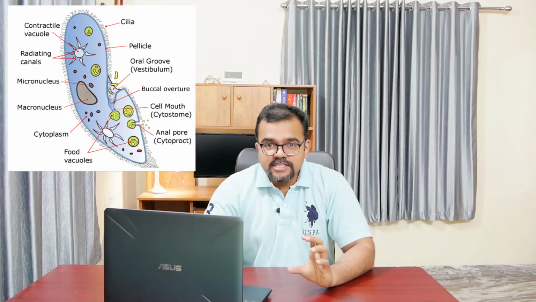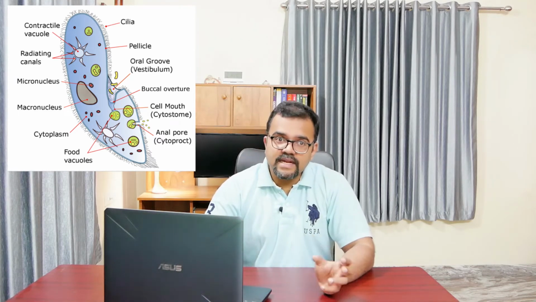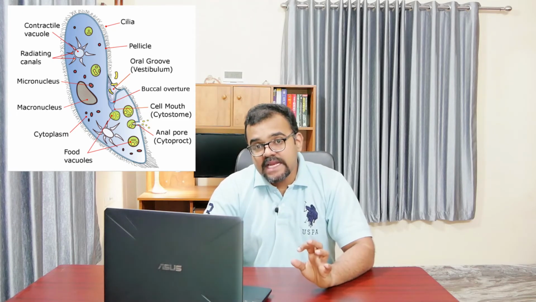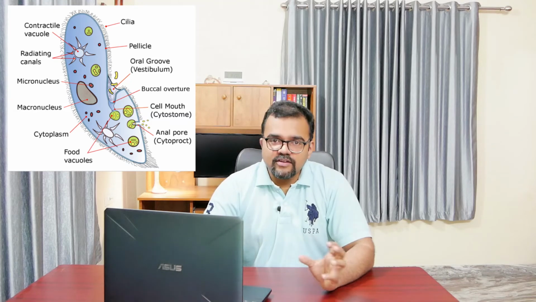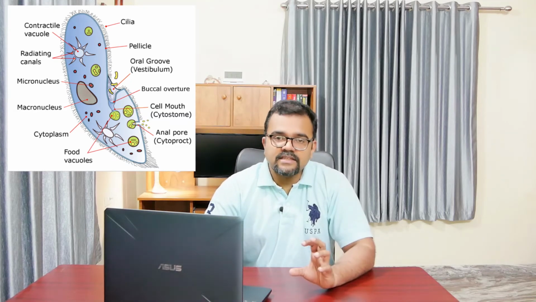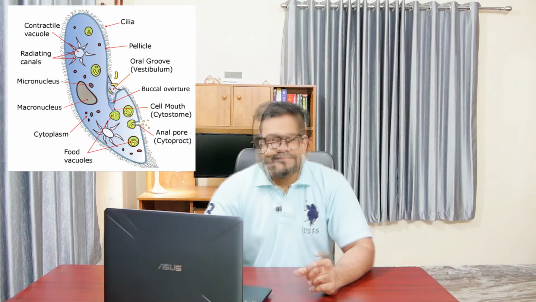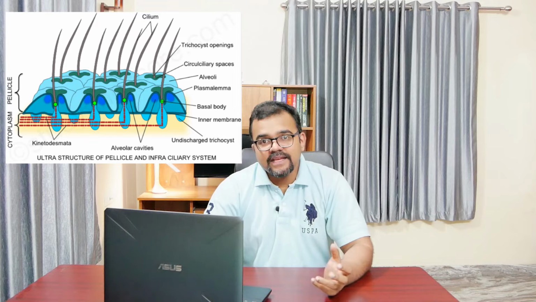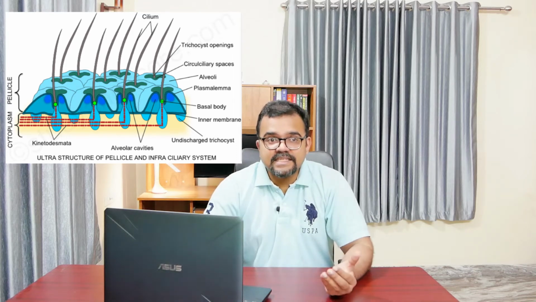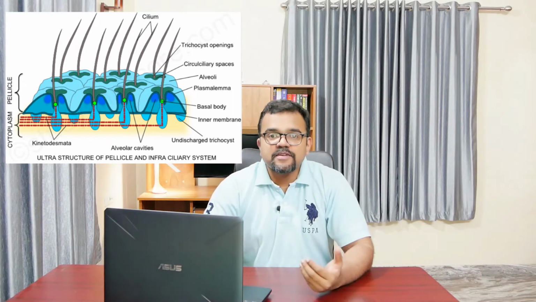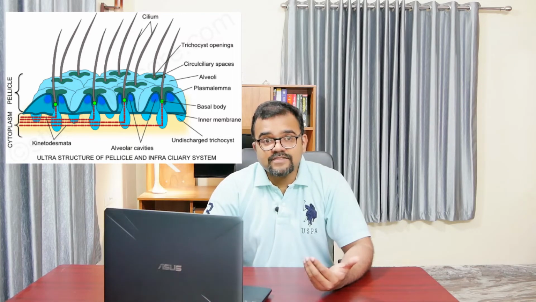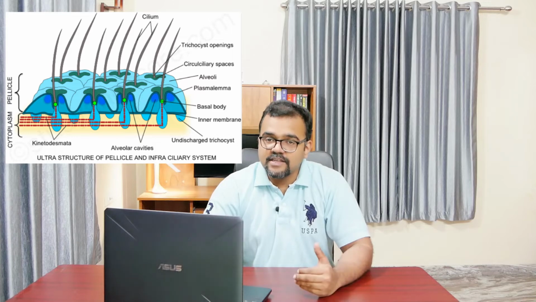The body of Paramecium is flat with a blunt and rounded anterior end and a pointed posterior contractile vacuole end. It is called the contractile vacuole end because at this end is where the contractile vacuole is present. The outer surface of the animal is lined by a pellicle, and the pellicle has rows of membranous sacs called alveoli. From each alveolus emerges a cilium. Each cilium arises from a basal body embedded in the cytoplasm below the pellicle.